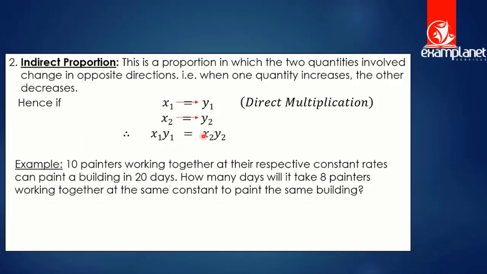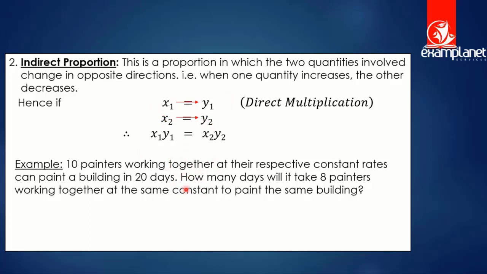So you can see here, if this gives rise to this and this gives rise to this, then under indirect proportion, what we do is a direct multiplication. We don't cross multiply; we do a direct multiplication under indirect, while under direct, we do a cross multiplication. So x1 times y1 will be equal to x2 times y2. Let's look at an example here.